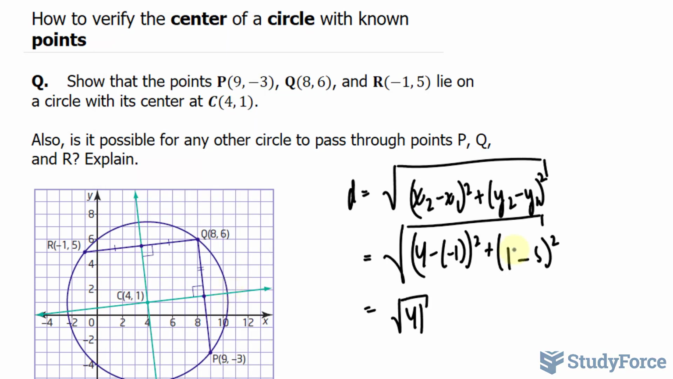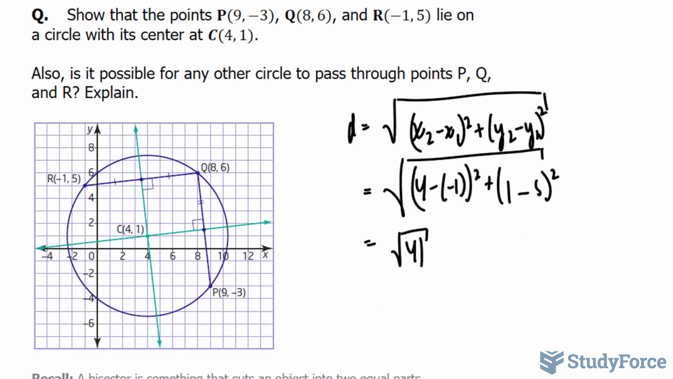The second part says, is it possible for any other circle to pass through the points P, Q, and R? Now, to answer this problem, you have to verify that the right bisector of this chord and this chord intersect at 4 and 1. And by doing that, you prove that no other circle passes through these points. Remember what the right bisector is. It's technically a line that passes through the midpoint of another line segment.